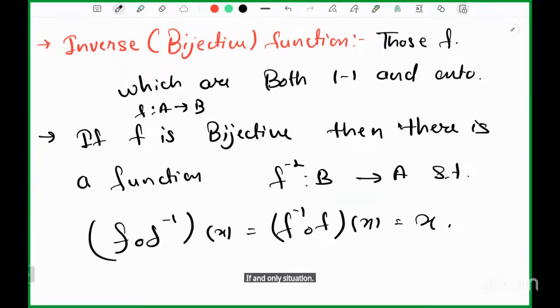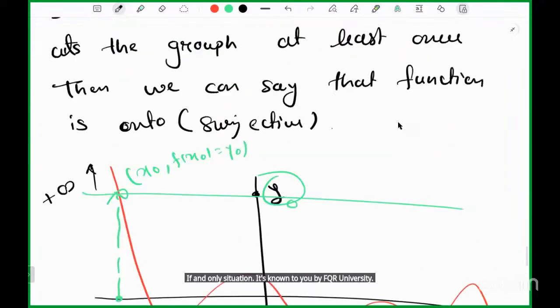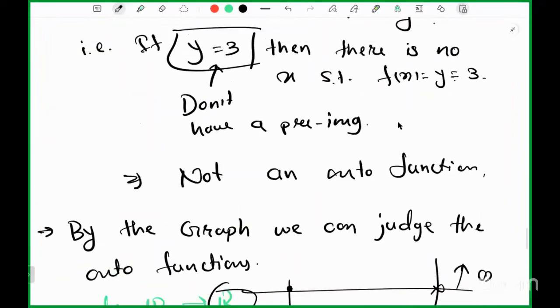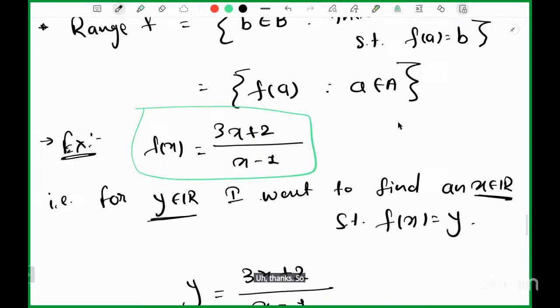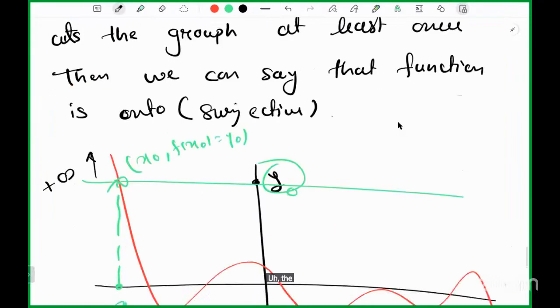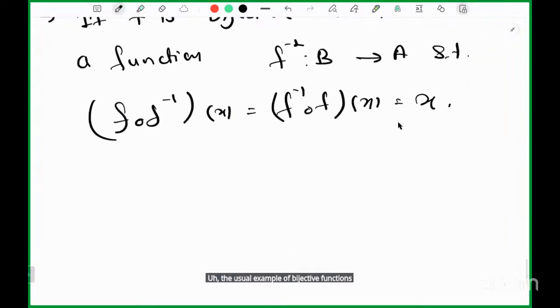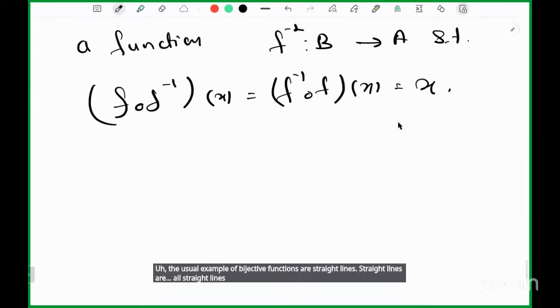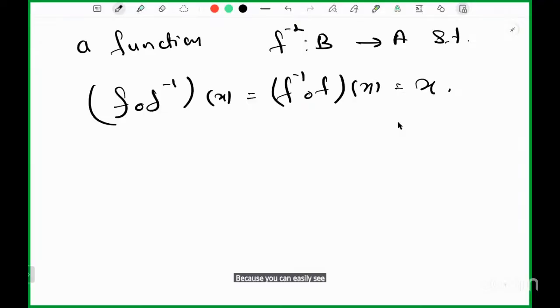Okay, let's not do a bijective or inverse one. Fine. So here, this function is not a bijective function. The usual examples of bijective functions are straight lines. All straight lines are bijective functions because you can easily see they are both one-one and onto. So, straight lines.